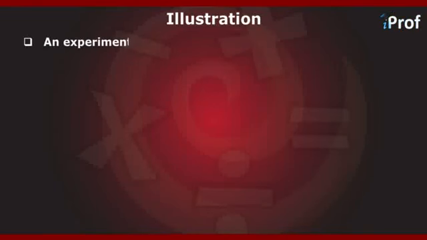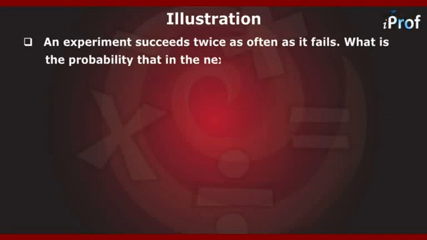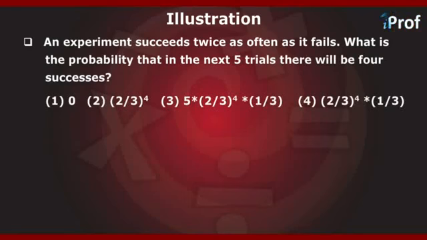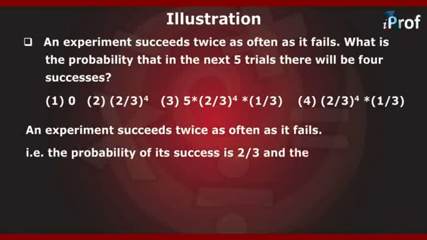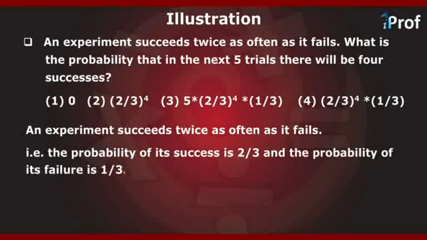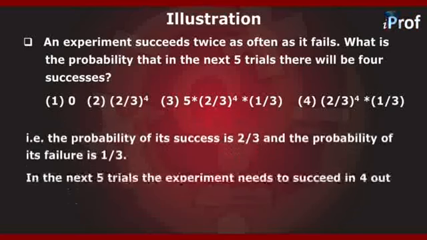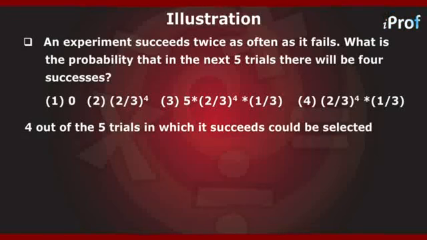An experiment succeeds twice as often as it fails. What is the probability that in the next 5 trials there will be 4 successes? An experiment succeeds twice as often as it fails. That is, the probability of its success is 2 by 3 and the probability of its failure is 1 by 3. In the next 5 trials, the experiment needs to succeed in 4 out of 5 trials. The 4 out of 5 trials in which it succeeds could be selected in 5C4 ways, which is equal to 5 ways.